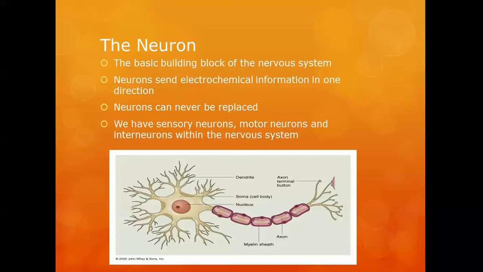We know that the neuron is the basic building block of the nervous system. We know that they send electrochemical information, so it's electrical through the neuron and it's chemical in between. And of course the space in between is called the synapse. This information only travels in one direction. For this reason we have sensory neurons that take information to the brain. We have motor neurons that take information from the brain, and we've got interneurons actually within the central nervous system. And we know that neurons can never be replaced, so we really need to look after them.